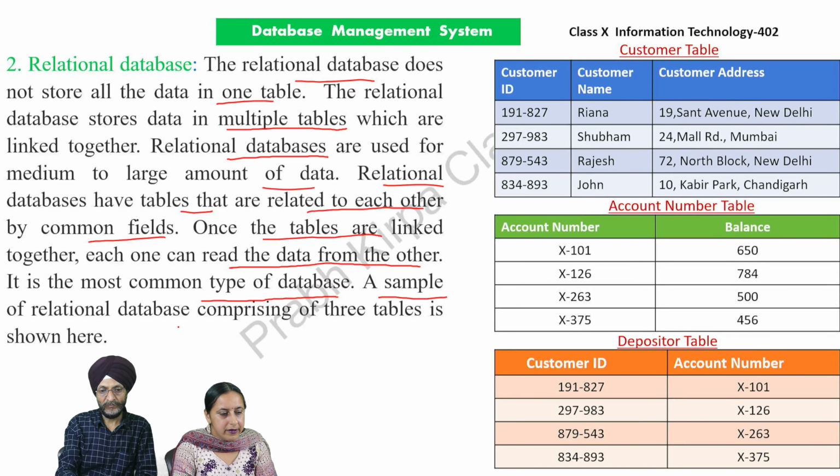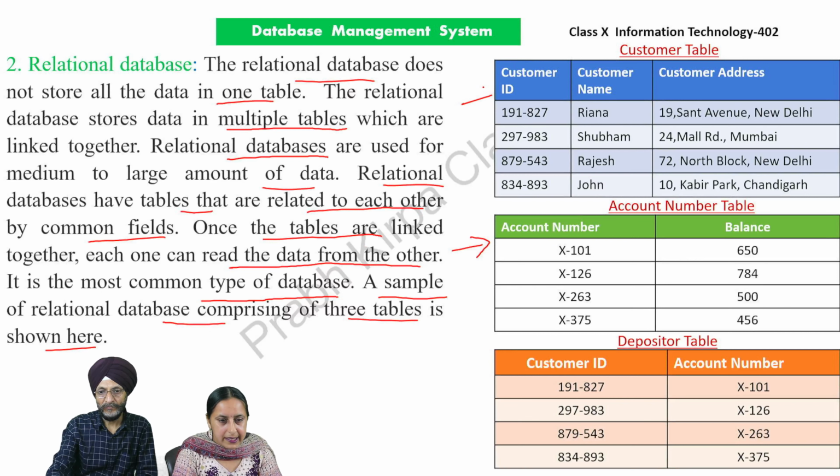A sample of relational database comprising of three tables is shown here. Customer table shows customer ID, customer name, customer address. Account number table shows the balance in the particular account number. Depositor table shows account number against the particular customer ID.